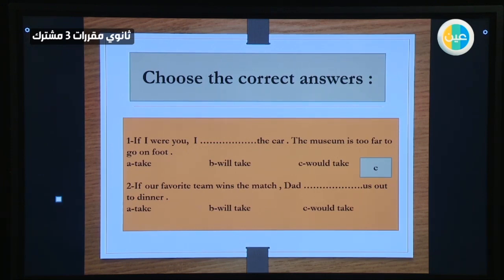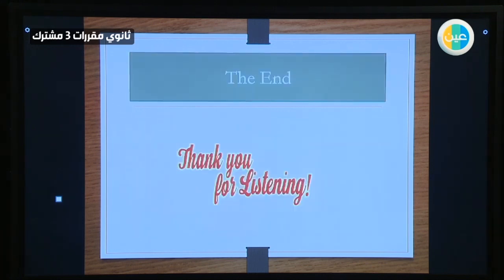But in number 2, if our favorite team wins the match, Dad will take us out for dinner. Here you have if and wins, maybe he wins, something normal, okay? So I'm going to use wins, if and the present, and will take. This is type 1. If present and will. So number 1 is type 2 and number 2 is type 1. So in general, what did we study today? The grammar of the if clause. Thanks a lot.